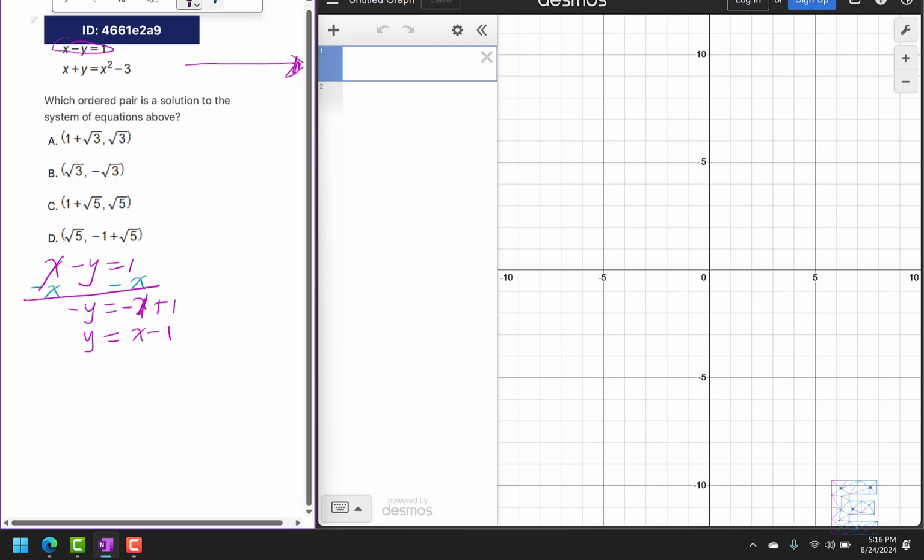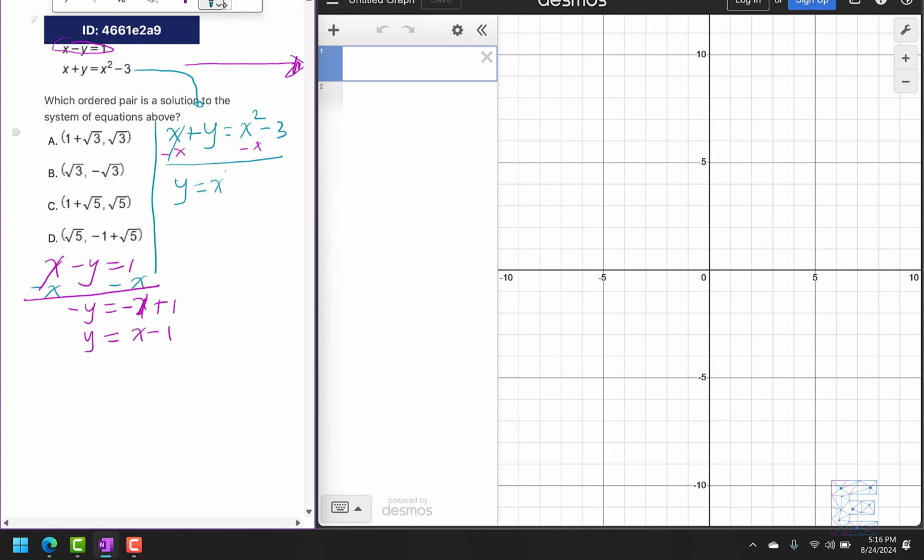Now we're going to repeat that for the second equation. Let me draw a line here. We'll do it again. We've got to get y by itself. So we're rewriting this equation: x plus y equals x squared minus 3. To get y by itself, we need to subtract x from both sides. So those are canceling. We're going to end up having y equals x squared minus x minus 3.